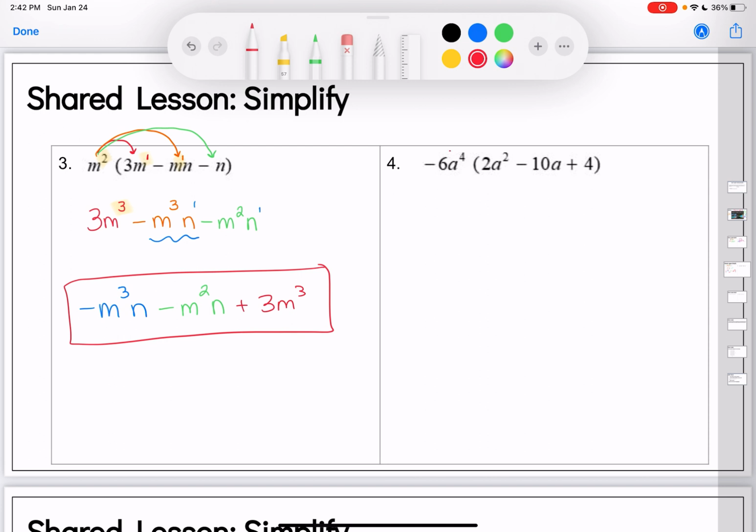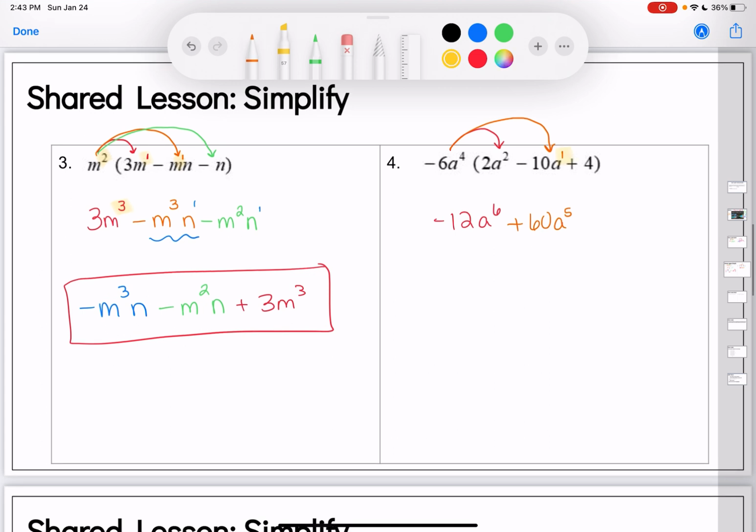Okay, let's see what we got on this one. Hopefully this one wouldn't be too bad for you. Negative 6a to the 4th times 2a squared, negative 12a to the 6th. Negative 6a to the 4th times negative 10a is positive 60a to the 5th. Remember, a to the 4th times a to the 1st, a to the 5th. That one was a tricky one. Be careful of that. And then negative 6a to the 4th times 4 would be negative 24a to the 4th. 6, 5, 4, that one is in standard form already.